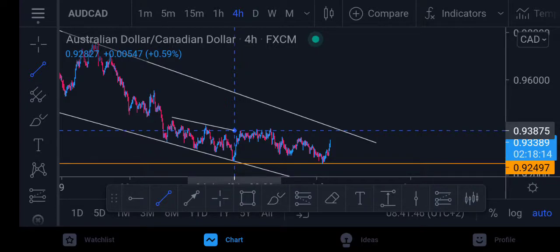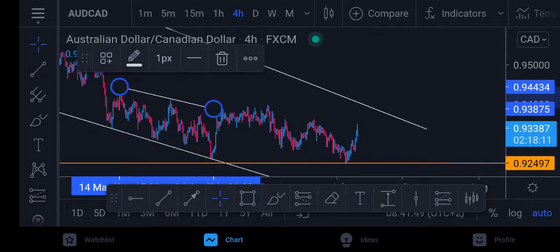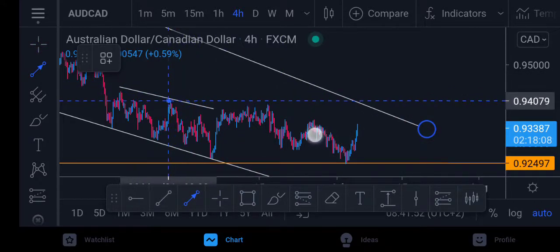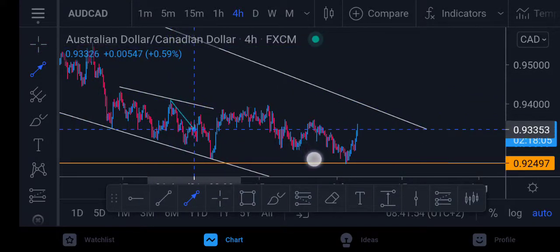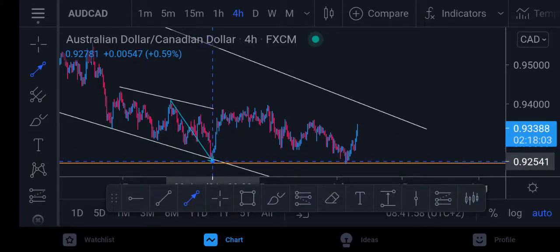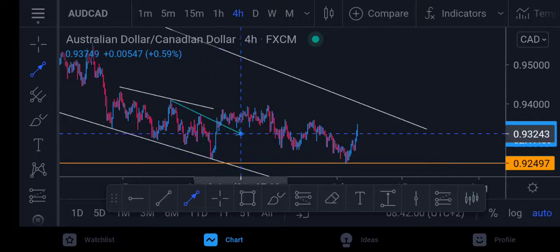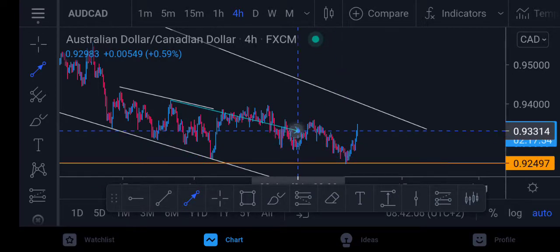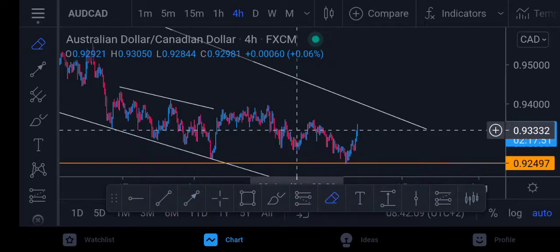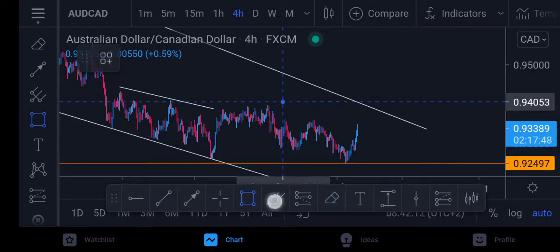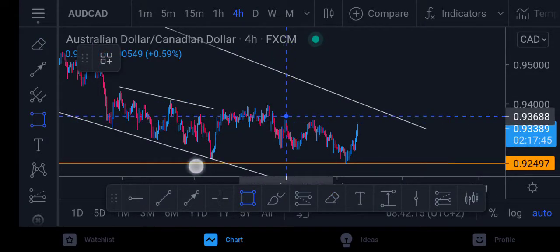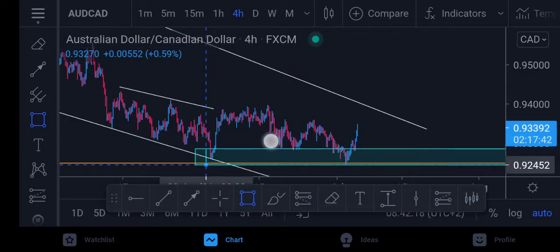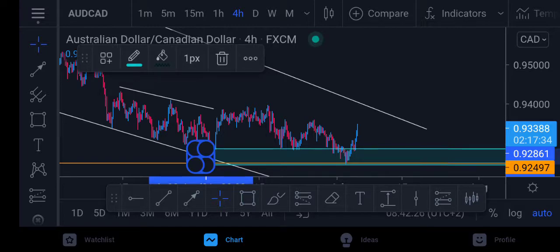So what happened? The price moved from that resistance to the support, and then the price moved again to this point, and from this point to this point. We already have the first point, which was this, and this was the second point. And now what do we have? We have sort of a double bottom pattern.